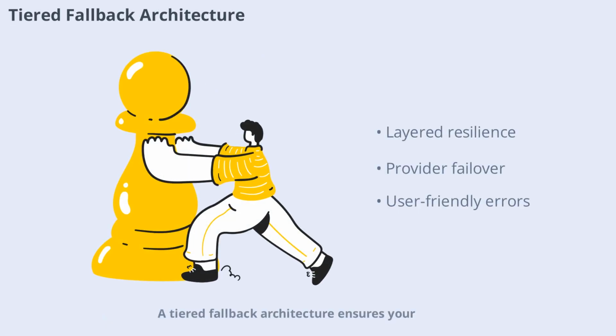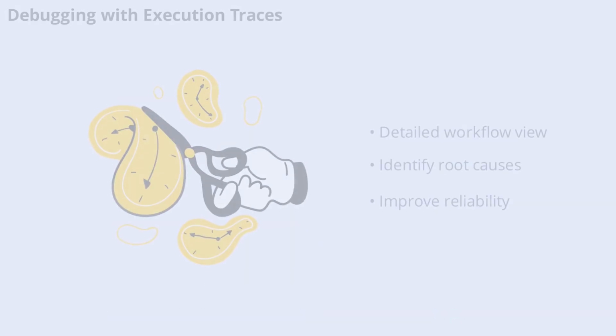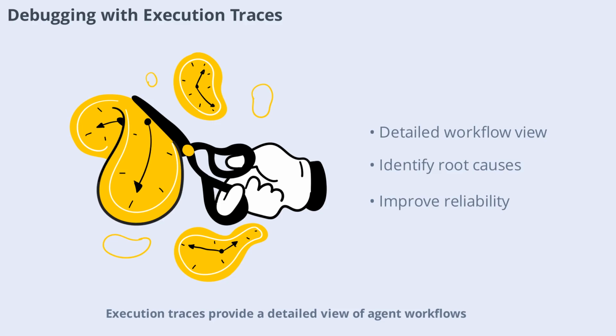A tiered fallback architecture ensures your application remains resilient under failure conditions. By layering retries, provider failover, open-source backups, and user-friendly error states, you can maintain service even during outages or rate limits. Execution traces provide a detailed view of agent workflows, capturing each tool call and internal step.